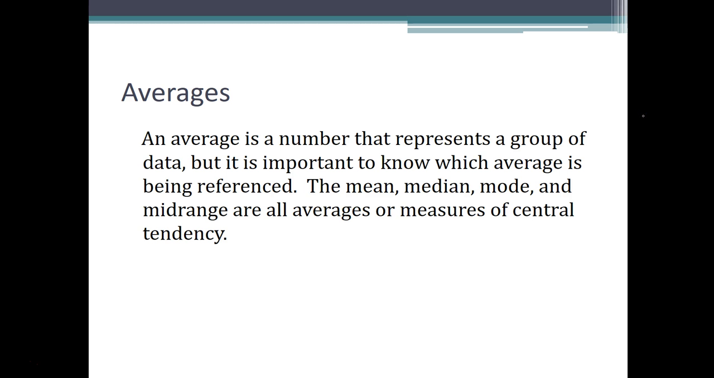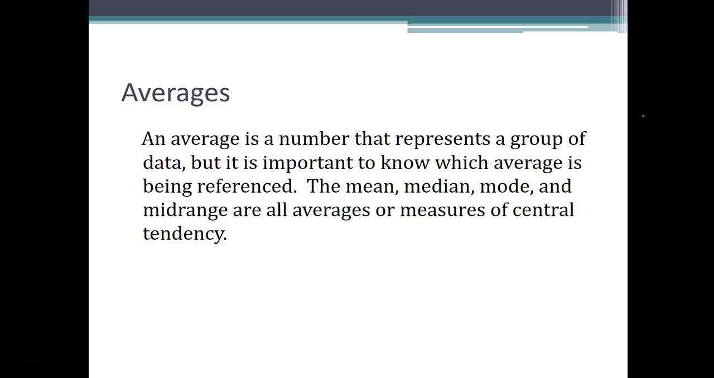But we are going to be talking about averages. We're going to be talking about mean, median, mode, and mid-range. An average is a number that represents a group of data, and it turns out that the mean, median, mode, and mid-range tend to be numbers that are towards the center of your group of data. Hence the name measures of central tendency.